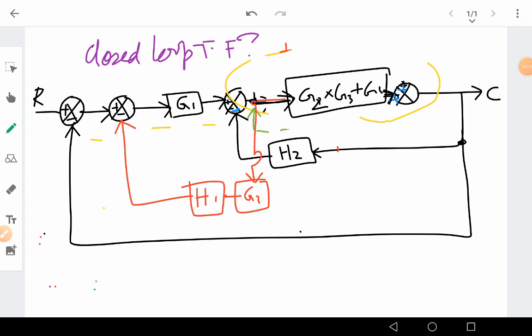Now what will happen? We can eliminate this adder because it's already combined together. So this is G2, not G3. Now we can combine this together: H1 into G2. This we can combine together to H1 into G2, obviously. That is also done.